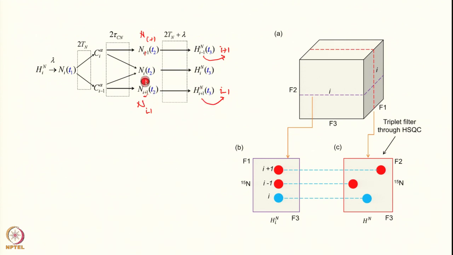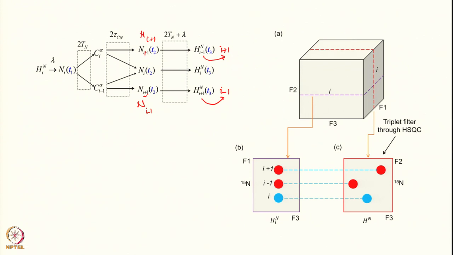After this you have the magnetization on the nitrogens of 3 residues, I minus 1, I and I plus 1, and this is then transferred to the corresponding amide protons. This will be I plus 1, this will be I, and this will be I minus 1. So these are detected during the T3 period. Okay. And now if you do a 3D Fourier transformation, what do you get here? You get a 3 dimensional spectrum. F3 axis has the amide protons, F1 has nitrogen, and F2 also has nitrogen.